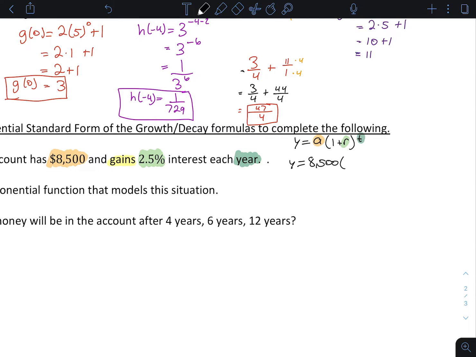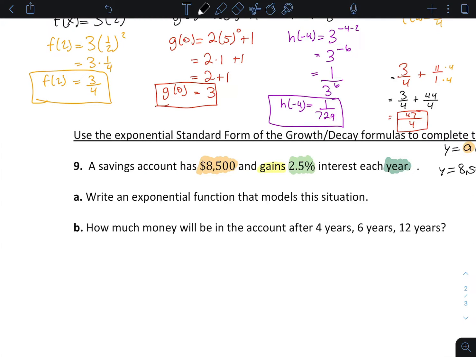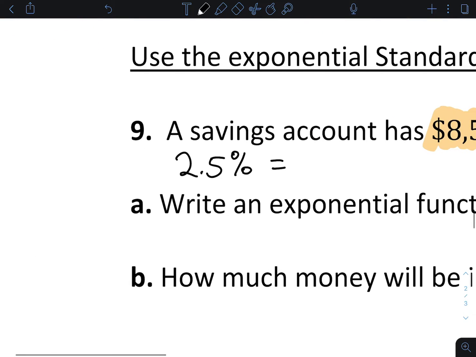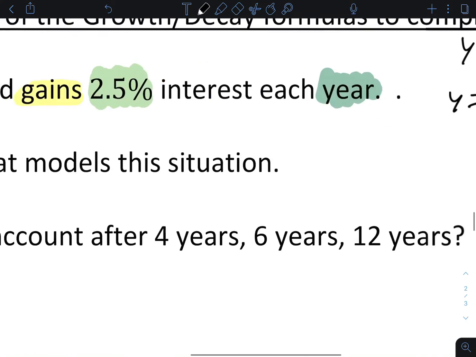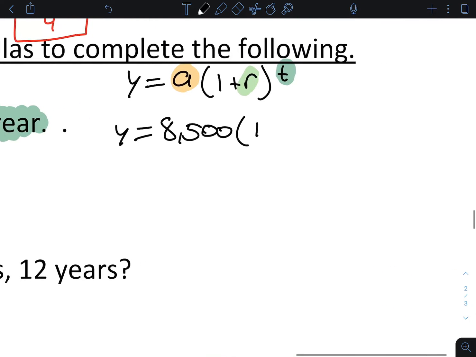And like I said earlier, we want our rate as a decimal. So let's change that 2.5% to a decimal. Remember, to change a percentage to decimal, we're dividing by 100, or you could just move the decimal 2 places to the left. So to change that 2.5% to a decimal, I could take that decimal, move it 2 places to the left. So that is now 0.025. So that means here on my rate, I'm adding 2.5% or 0.025.